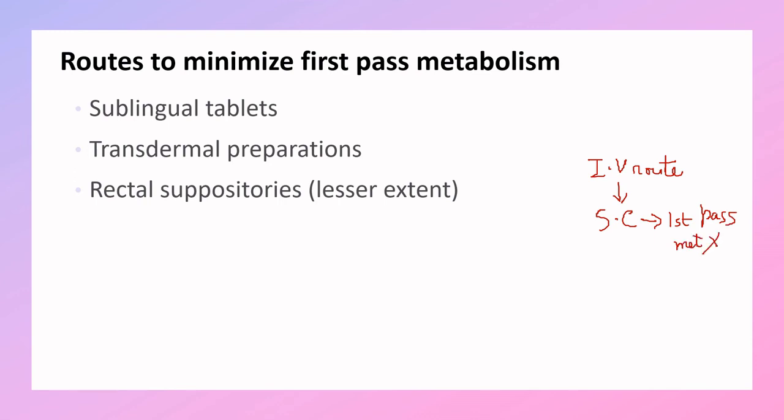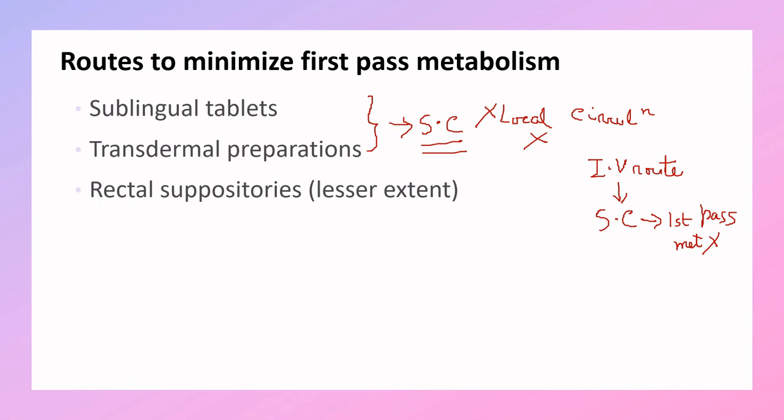Other than the intravenous route, you have the sublingual route, the transdermal route and the rectal suppositories. But for the rectal suppositories, a lesser amount of the drug is able to bypass the first pass metabolism. Let us see it in a bit of detail. For the sublingual route as well as the transdermal preparations, the drug is directly absorbed into the systemic circulation and not into the local circulation. Please remember this point.